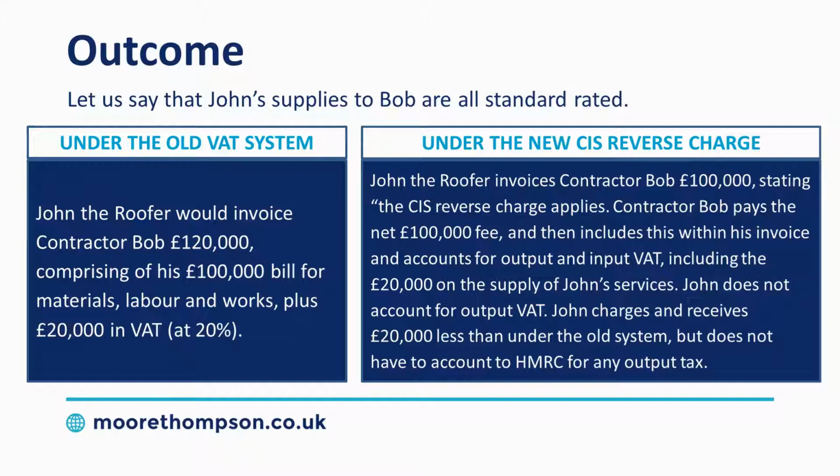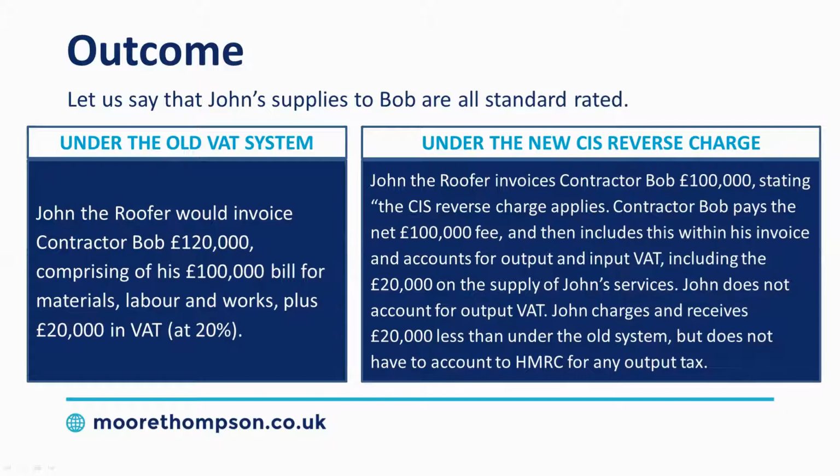John includes the value of the sale in box 6 of his VAT return. He does not add VAT to box 1 as he has not received any output VAT. The change may well impact John's cash flow, as under the old rules, if contractor Bob was a prompt payer, he could hope to use the £20,000 in VAT to purchase his materials. He could then purchase his materials and offset the input tax paid against his output tax liability.